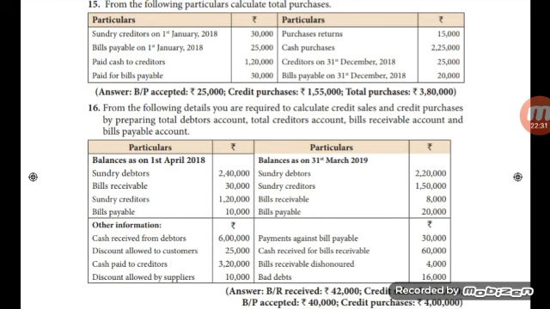First, draw the bills receivable account. Bills receivable is an asset. Enter the opening balance on the debit side as to balance brought down, amount 30,000. Next, all on the opposite side. The opposite side items are: cash received from debtors, not; discount allowed, not; cash received for bills receivable, yes. What is the next first item on the credit side? By cash received for bills receivable 60,000.